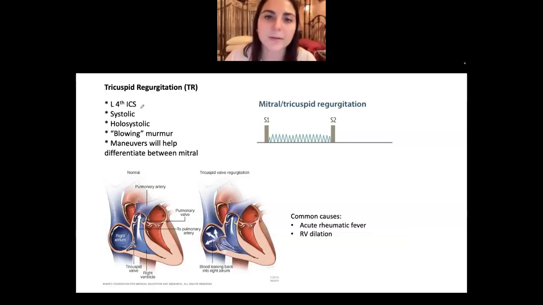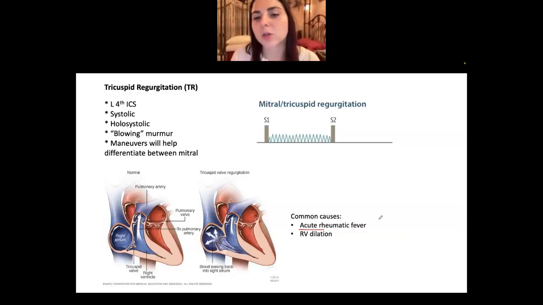Maneuvers. One, your tricuspid regurg is still technically a right-sided murmur, and mitral regurg is a left-sided murmur, even though you hear both of them on the left side in terms of auscultation. And then this is just kind of showing it. So with regurg, some of the blood's going to leak back into the right atrium.